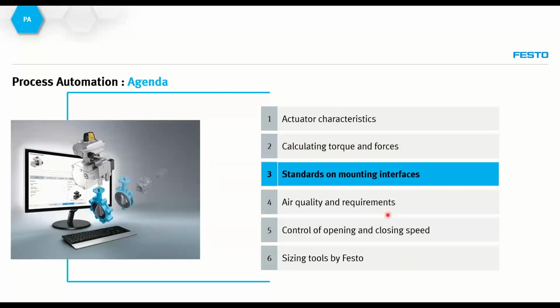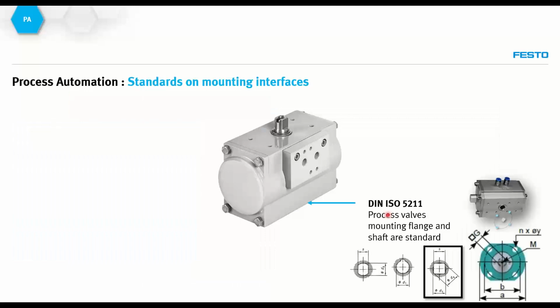So moving on to the standards on the mounting interfaces, and what type of standards we consider in the selection of my actuator for the process valve. We start with the ISO standard 5211, where our actuator meets the process valve. We must ensure the perfect fit between the flange connection and the shaft dimension.